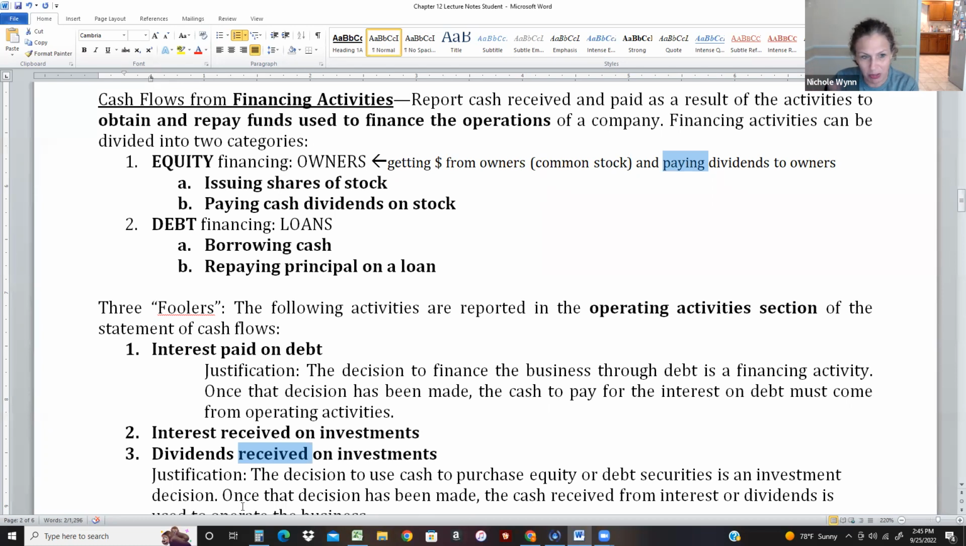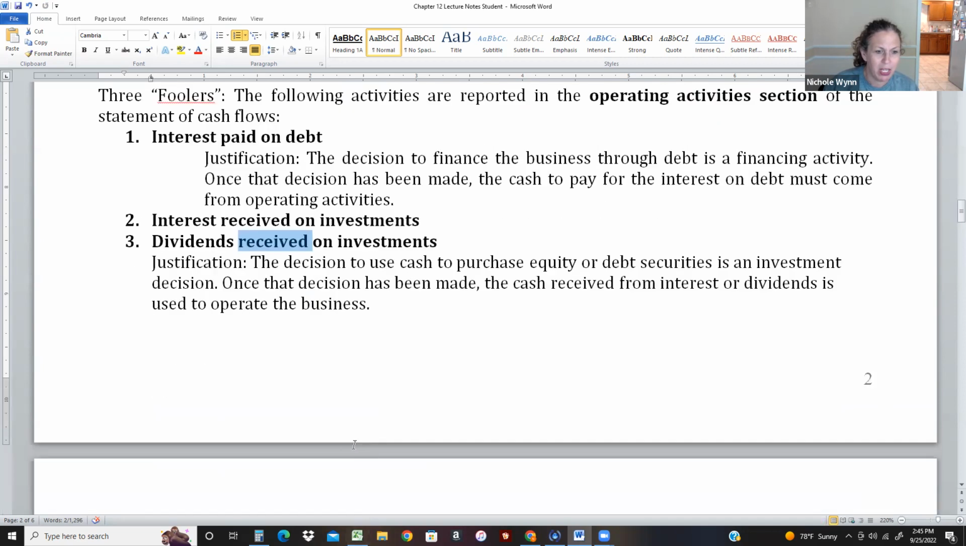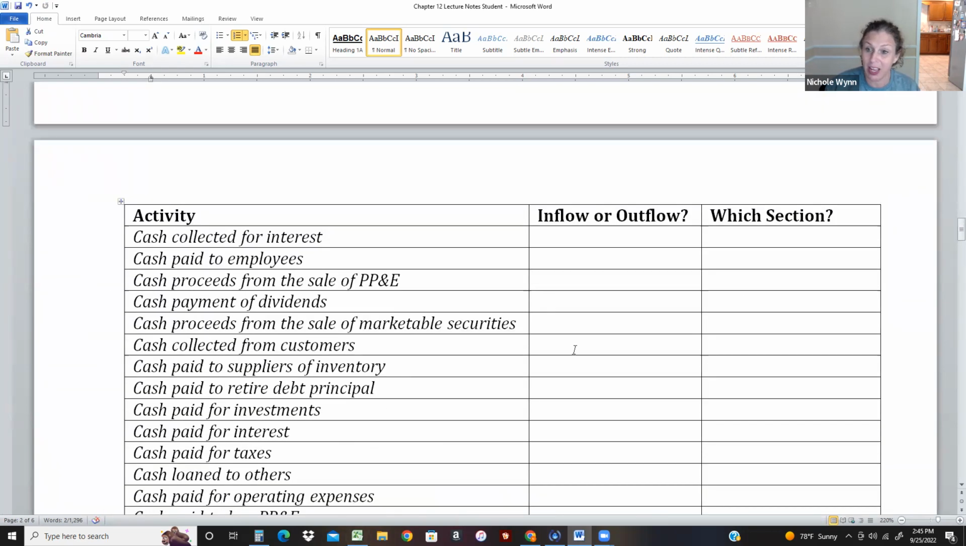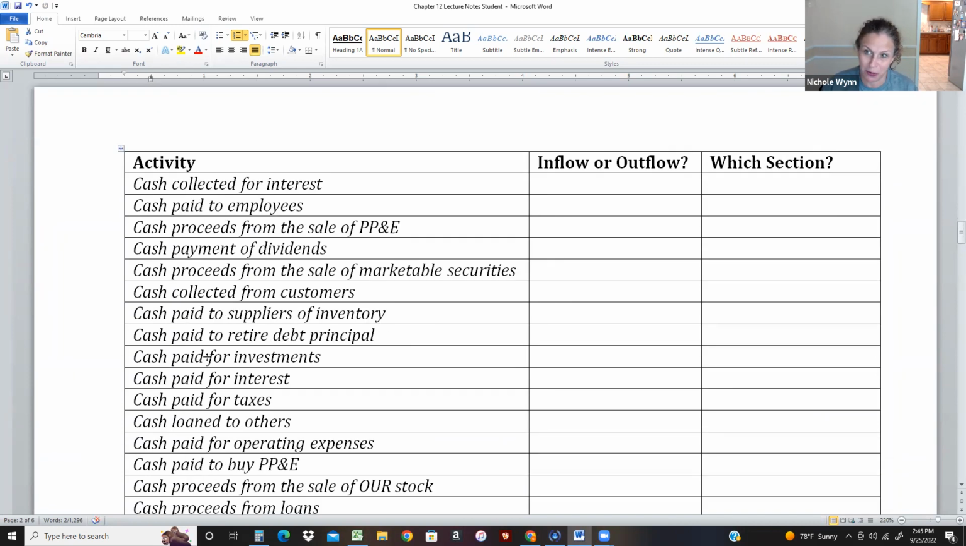So again, these are the three foolers. These are the ones that people get wrong. Okay, so the next whole page is going to be us going through and identifying if things go in operating, investing, or financing.